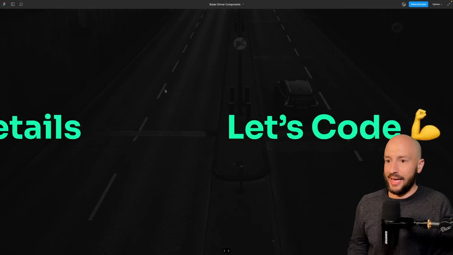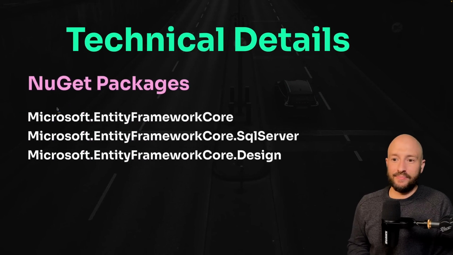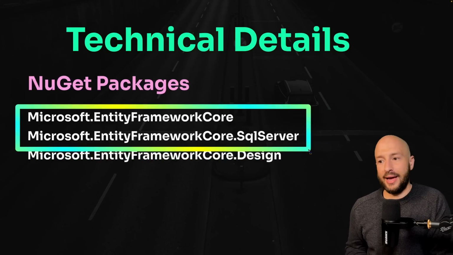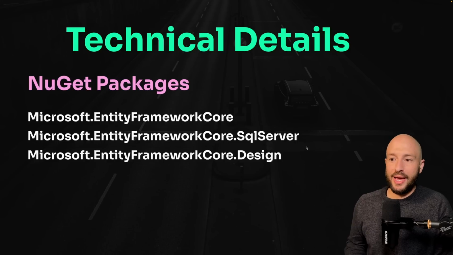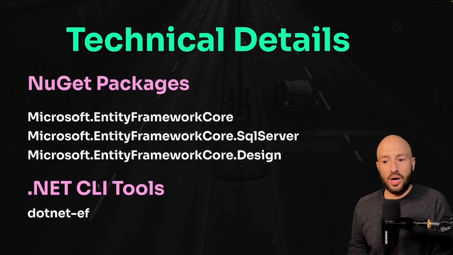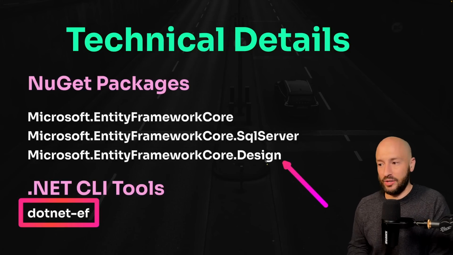So going back to our slides, then let's talk a bit about the technical details. So we added 2 packages up until now, the Entity Framework Core and the Entity Framework Core SQL Server, which is our database provider. And the next thing we're going to do is we're going to add the .NET CLI tool of .NET EF. And this allows us to create migrations, update the database, and so on. But for creating the migration definition, then we need another NuGet package, which is the design NuGet package.